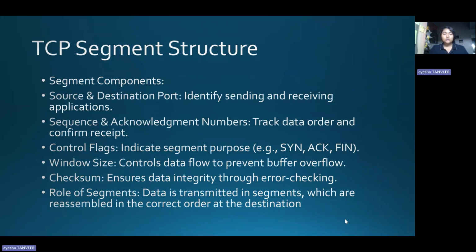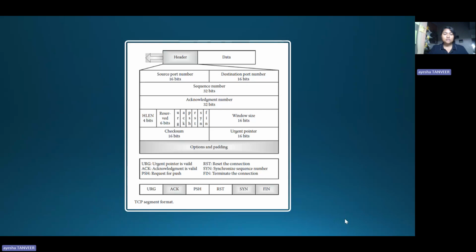Window size: controls data flow to prevent buffer overflow. Checksum: ensures data integrity through error checking. Role of segments: data is transmitted in segments, which are reassembled in the correct order at the destination. Here is a TCP segment format. As you can see, the structure goes from the header to all of the other fields.